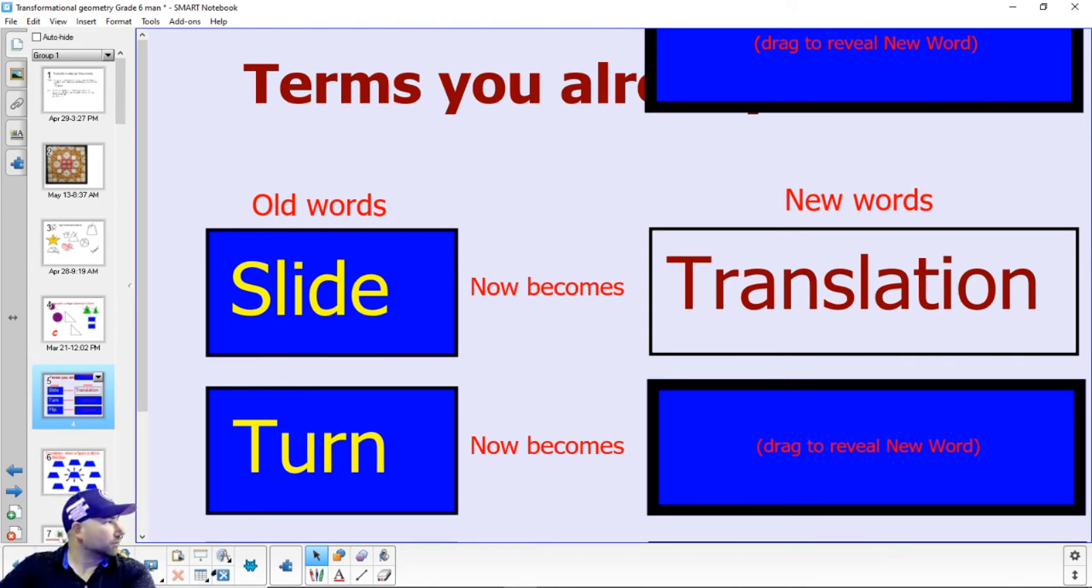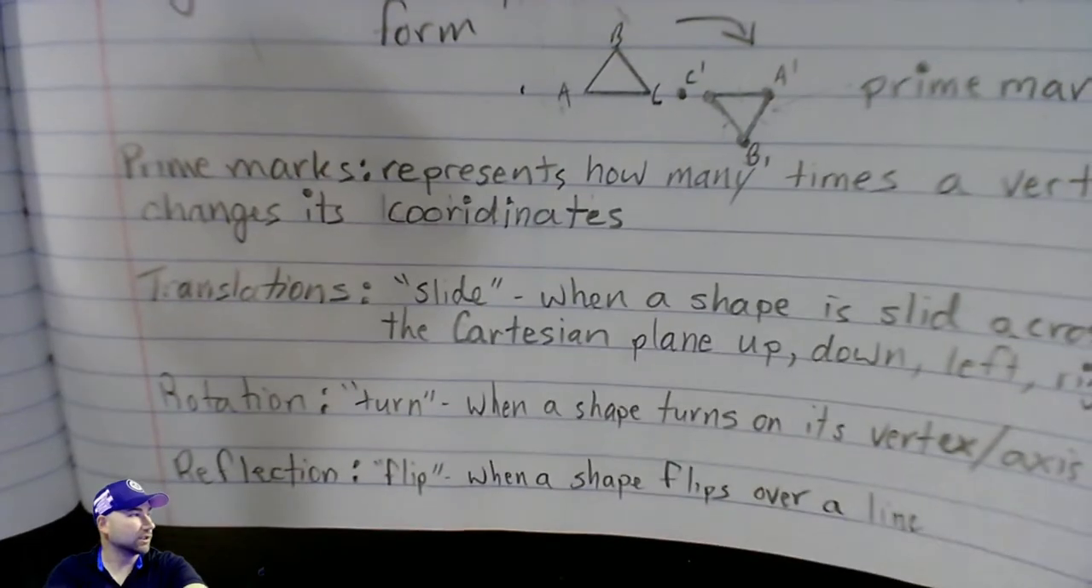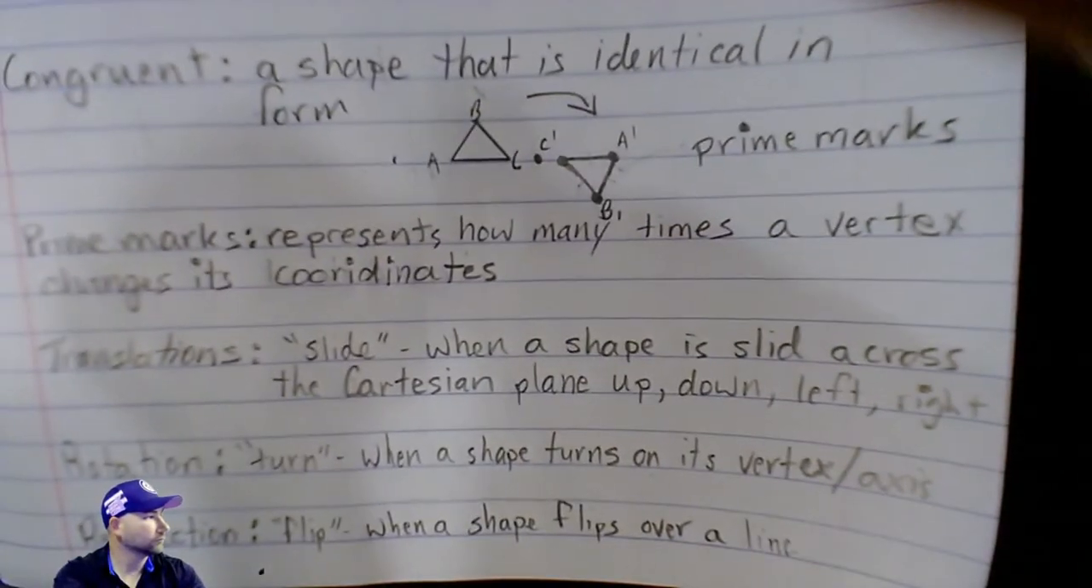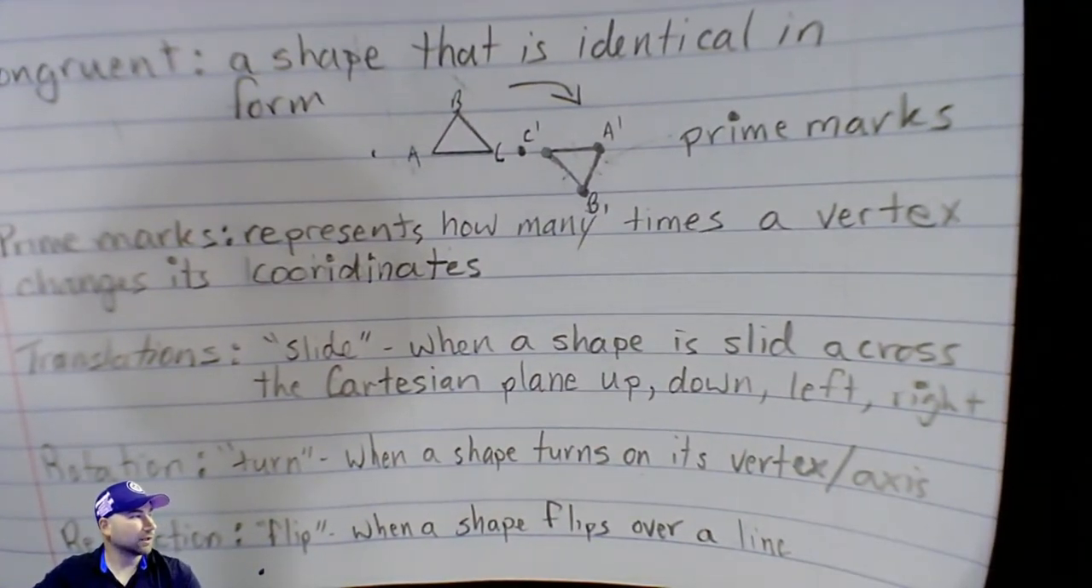And I know I haven't talked about prime marks yet, but you should write down prime marks also. Prime marks represent how many times a vertex changes its coordinates. Okay, so that's a prime mark. And translations slide when a shape is slid across the Cartesian plane up, down, left, and right. So that is what a translation is. Okay, pause the video to write that down, and now I'm going to give you some examples.